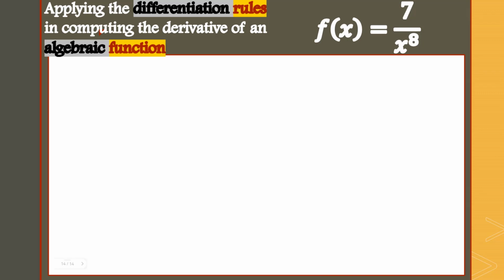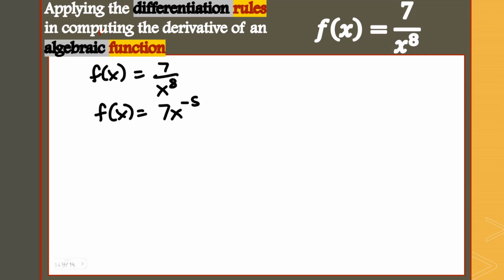We are going to find the first derivative or differentiate this given function here. f of x is equal to 7 over x to the power of 8. So this is not a rational function, so we cannot use the quotient rule here. Probably you're thinking of the quotient rule, but no, this can actually be written using the laws of exponent as 7 x to the power of negative 8, right?